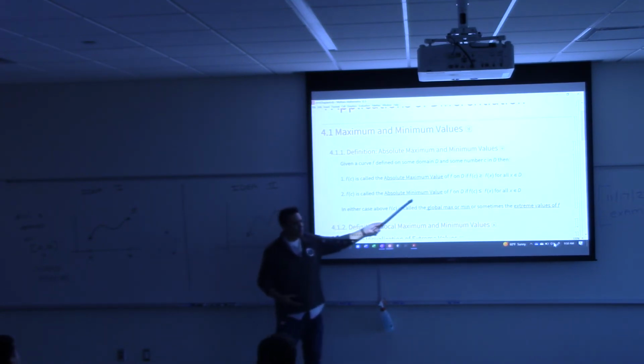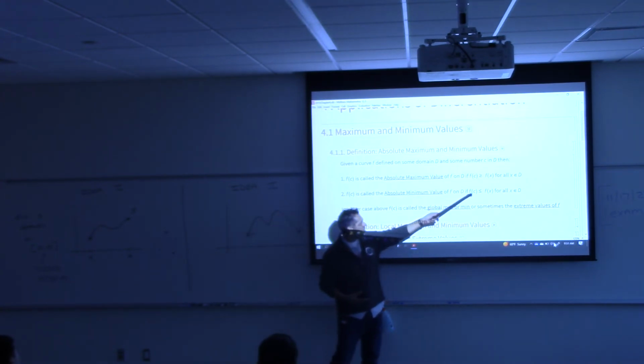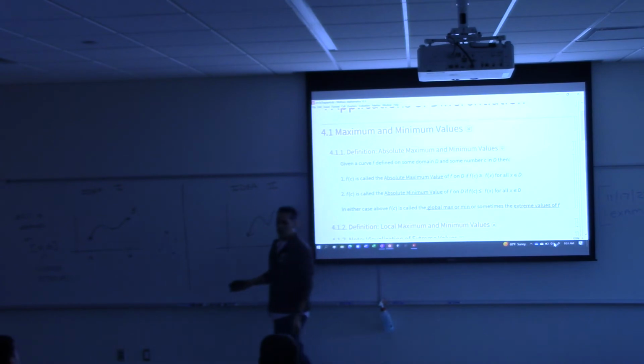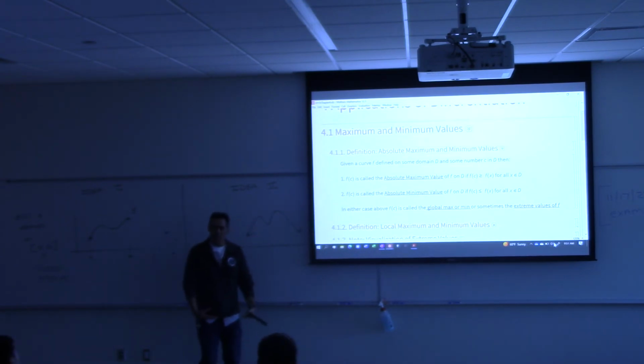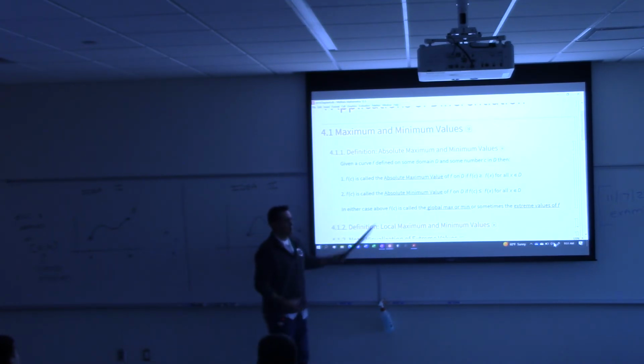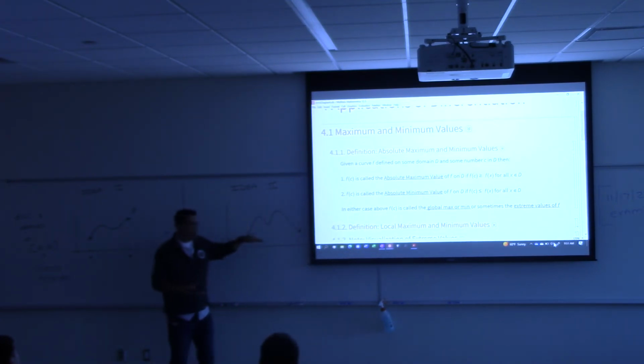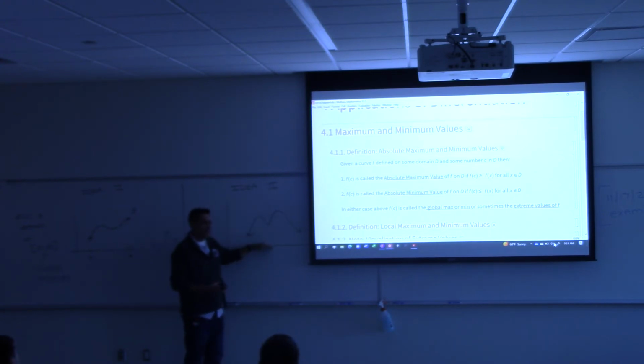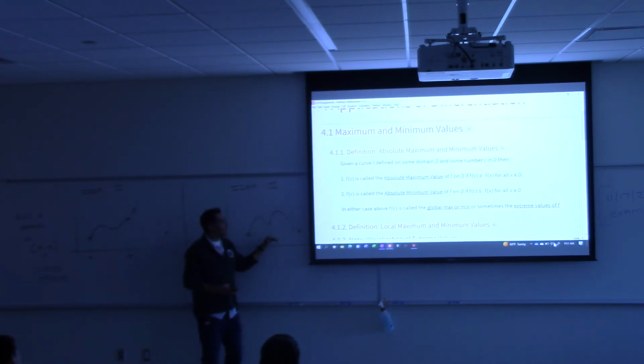The absolute minimum is the reverse. It's some number c that when you plug it in, it is smaller than or equal to all the other points on the graph. So that would be your minimum value. In either case, f of c, remember f of c is the y value, right? So the height of the point. That value is called the global maximum or global minimum of the function. So if you're looking at the absolute maximum, you could also call that the global maximum. If you're looking at the absolute minimum, you could also call it the global minimum. Make sense?